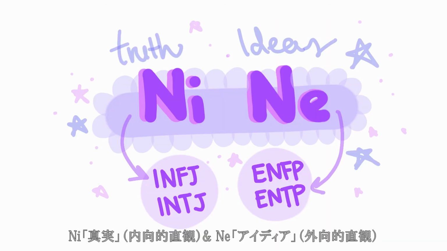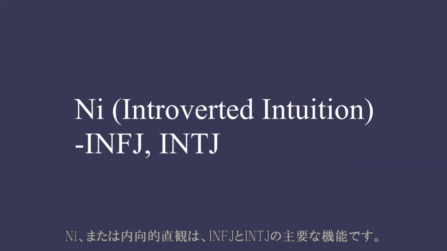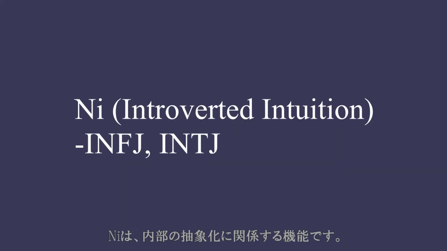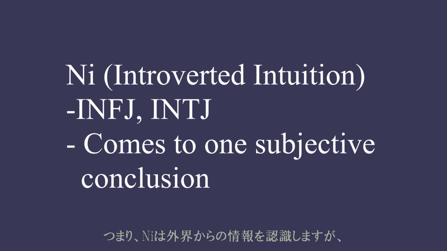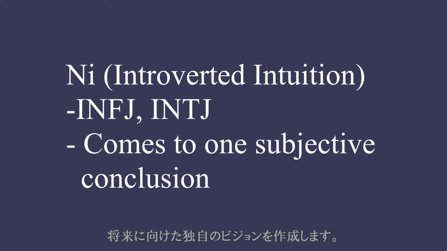NI truth, introverted intuition, versus NE ideas, extroverted intuition. NI, or introverted intuition, is a dominant function of INFJ and INTJ. NI is a function that is concerned with internal abstraction, meaning NI perceives information from the outside world, but then forms its own subjective conclusions, or truths, internally based on the information acquired. NI creates its own visions for the future.